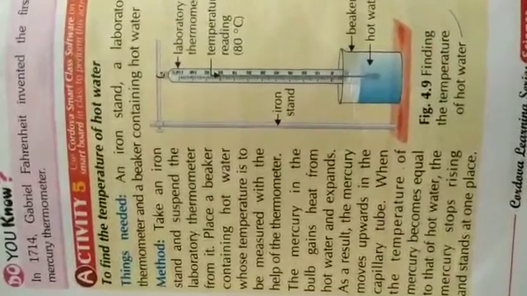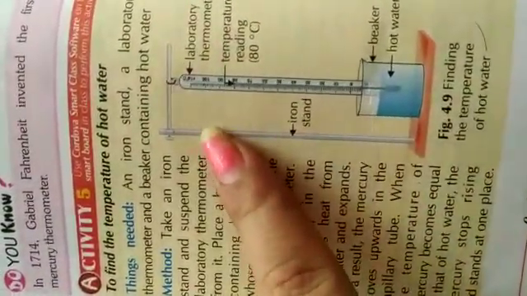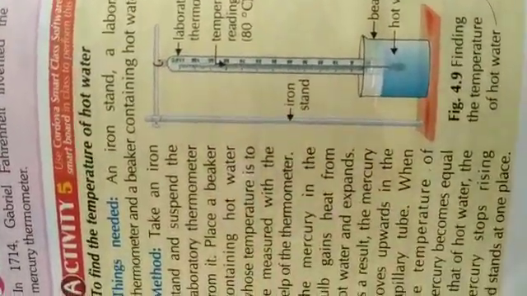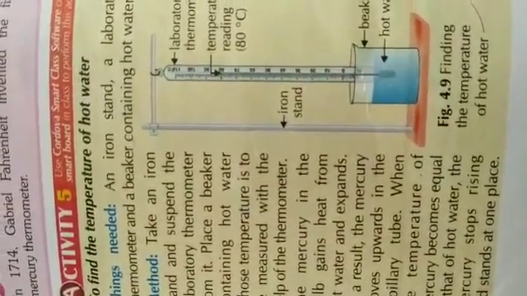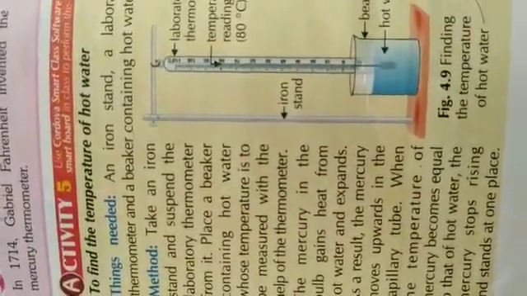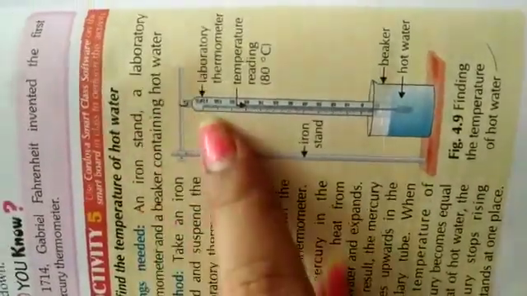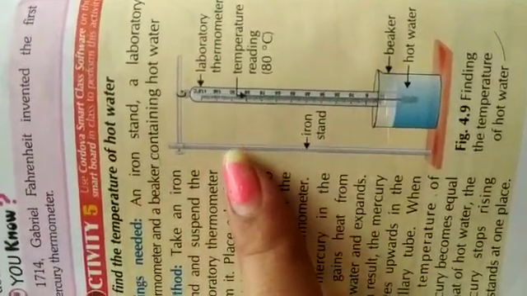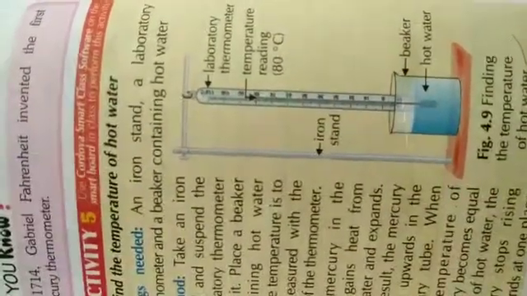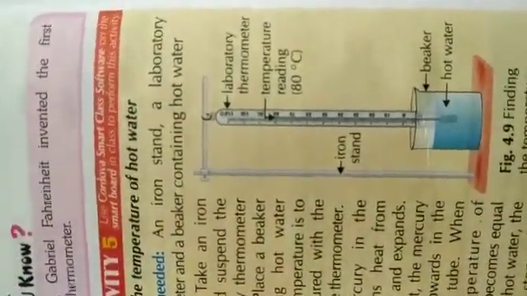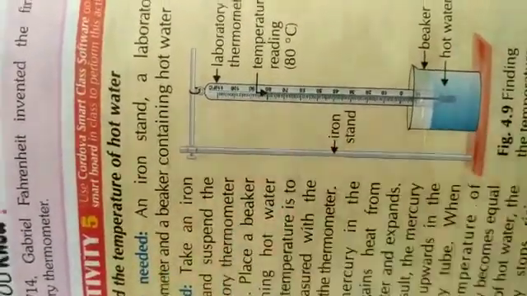The mercury in the thermometer gains the heat and it expands, rising up. It will expand till the temperature of the mercury becomes equal to that of the hot water, and after that the mercury stops rising and stands at one place. Now you can read the temperature here, from the scale at which the mercury thread stands. This is the temperature of the hot water. For example, here this thermometer is showing the temperature of the hot water taken in the beaker as 80 degrees centigrade.